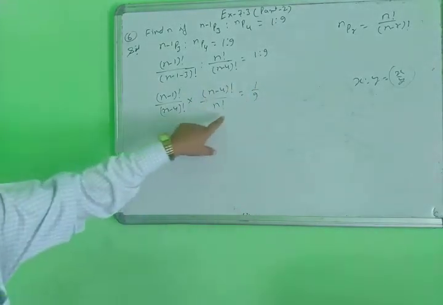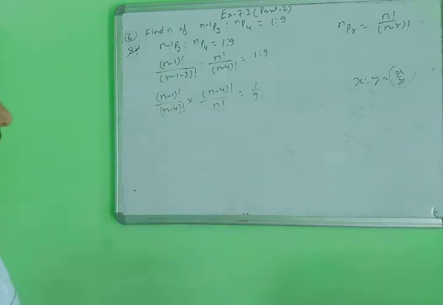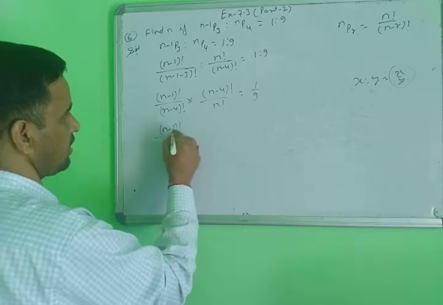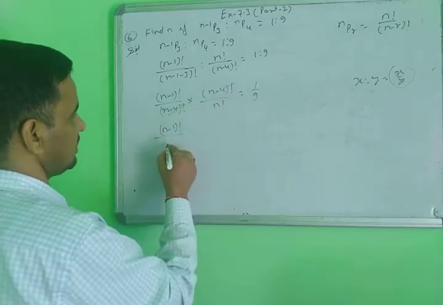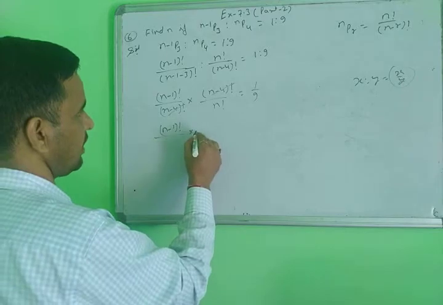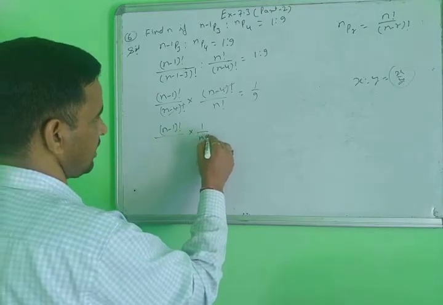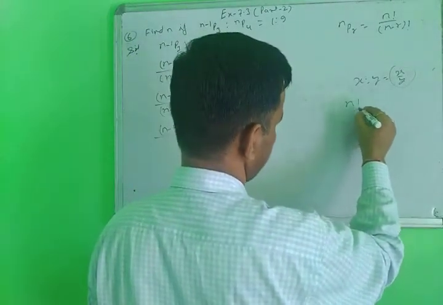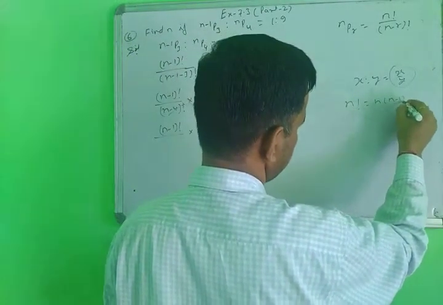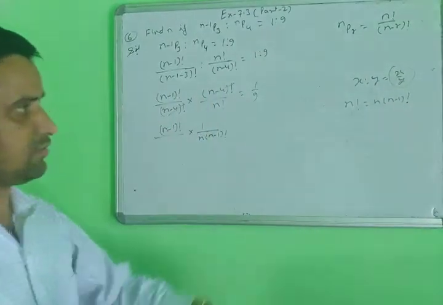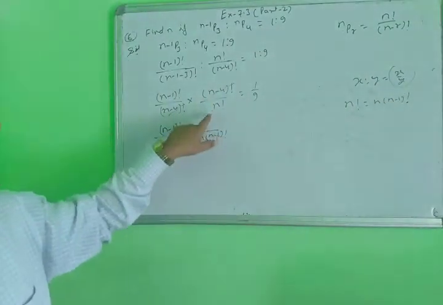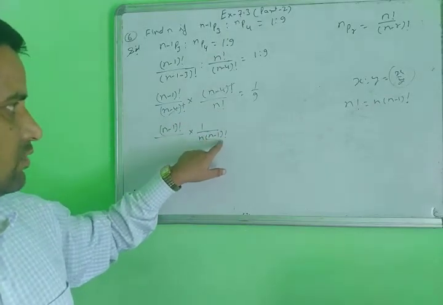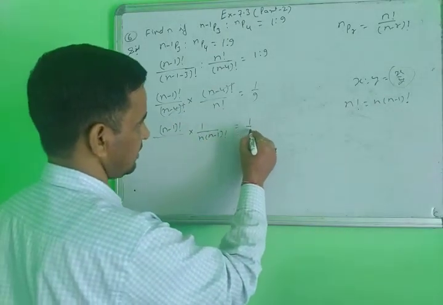This is still in the fraction form. Next, factorial (n minus 1) stays the same, and here factorial (n minus 4) will be cancelled. What is left here is 1 upon factorial (n minus 1). What is the value of factorial n? Factorial n means n times factorial (n minus 1). In place of factorial n, write n times (n minus 1) factorial, so then equal to 1/9.